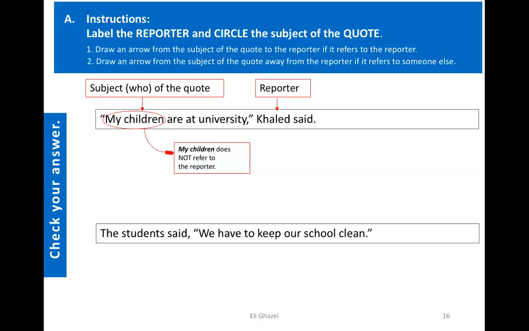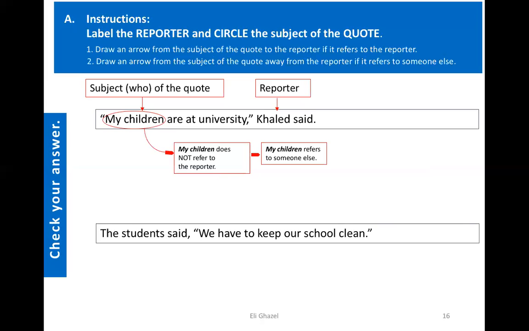So my children and Khalid are not the same. So Khalid, my children does not refer to Khalid. My children refers to someone other than Khalid. So let's imagine there is Khalid. The word is not talking about Khalid. It's talking about somebody else, the children.